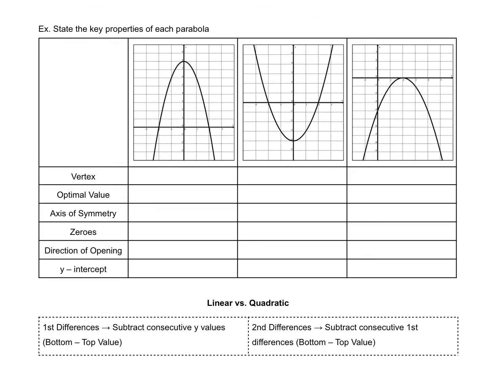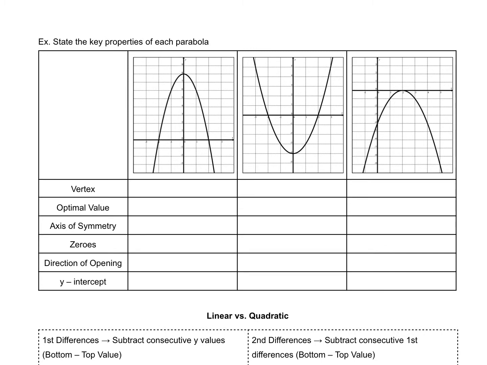Okay, and now we have more to practice. And some of these might be a little bit special cases in that maybe they don't have 2 zeros, or we can't see a y-intercept or something like that. So let's take a look at the next one.